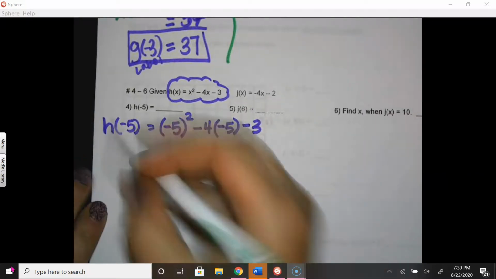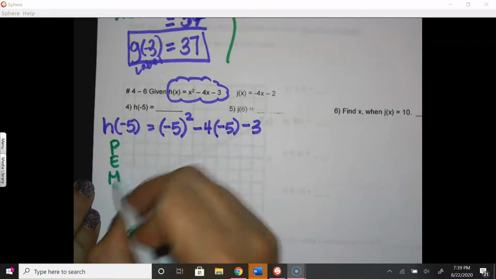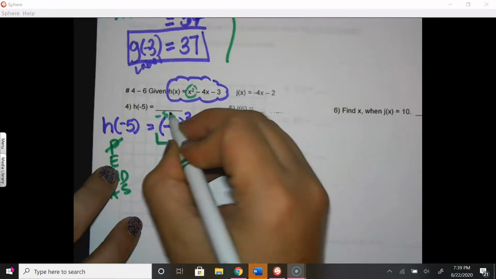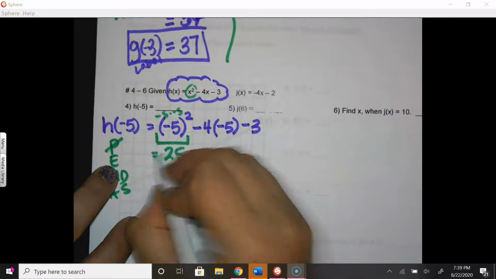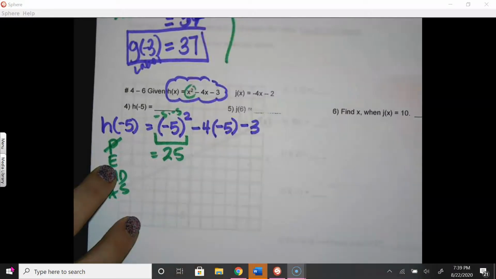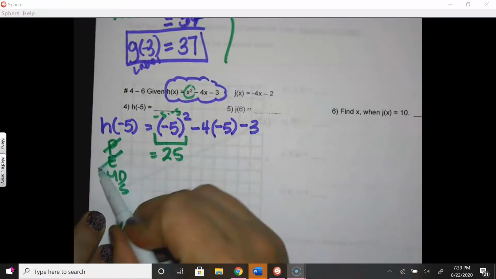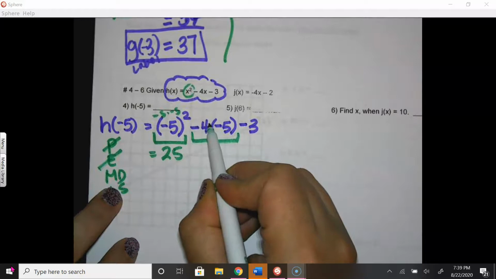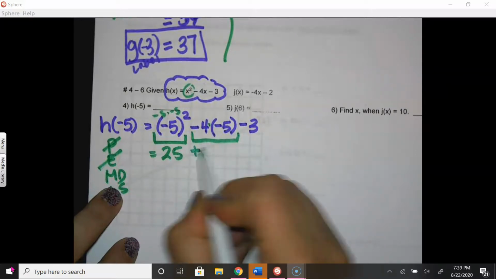Okay, now order of operations, PEMDAS. Parentheses, there is no parentheses here. Exponents, there's exponents, so this is going to go first. So -5 times -5 is 25. So again, with your calculator, you have to use parentheses or it won't say 25. Okay, then after exponents is multiplication. So right here we have -4 times -5 is positive 20.